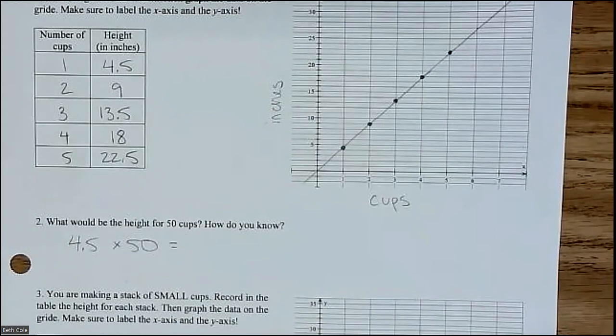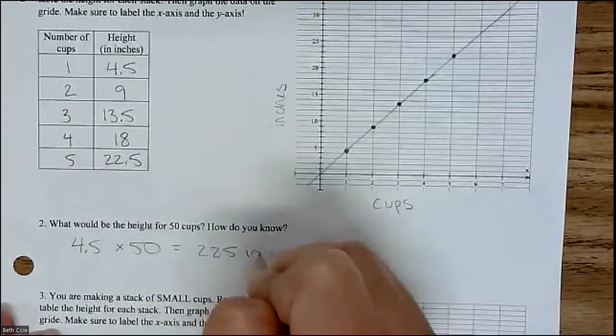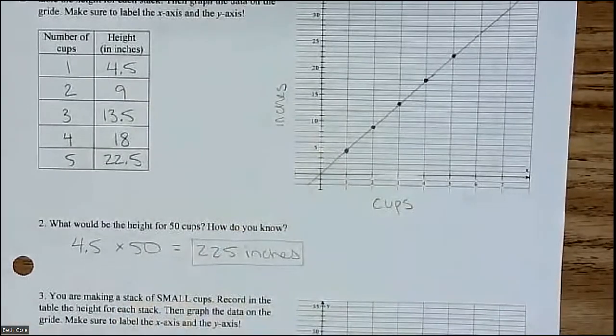I'm just typing it in to make sure we don't do it wrong. Good, 225. 225 inches, good. Whenever it's a real world problem, you want to put units with it. So 225 inches, that would be like through the ceiling.